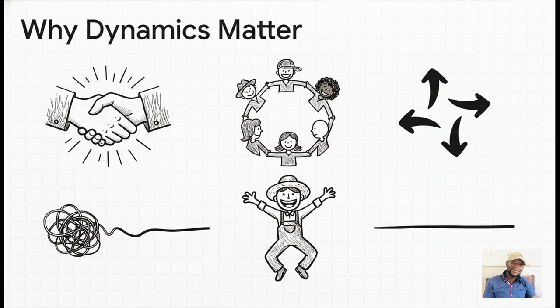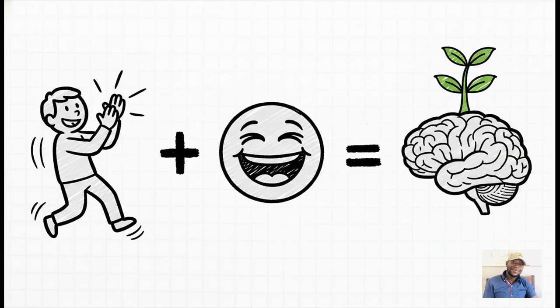And finally, it creates fun. Look, farmers face drought, hunger, and incredibly hard labor. If your FFS feels like just another grueling chore, they're going to drop out, for sure. Now, what's really interesting about this is a super simple equation. Movement plus emotion equals retention.